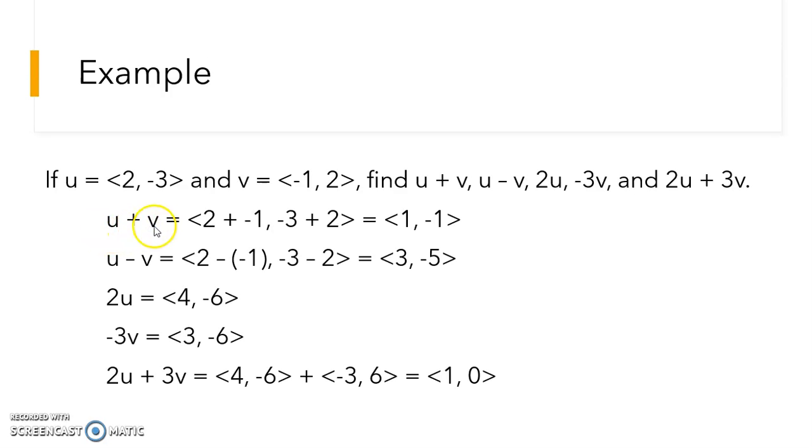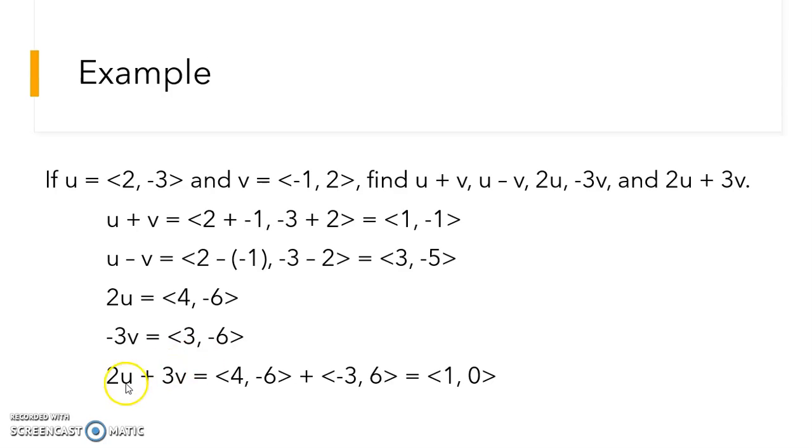For u plus v, all I did was I added the x components and the y components, and I got the component form 1, -1, and that's the resulting vector. For u minus v, I just subtracted the x components and the y components, and I got the component form 3, -5. For 2 times u, I simply multiplied both the x component and the y component by 2. I got 4, -6. For -3 times v, I took my v vector and multiplied both the x and the y components by -3 to get 3, -6.